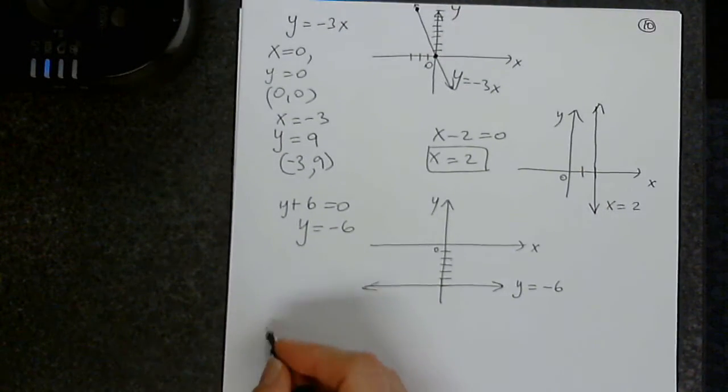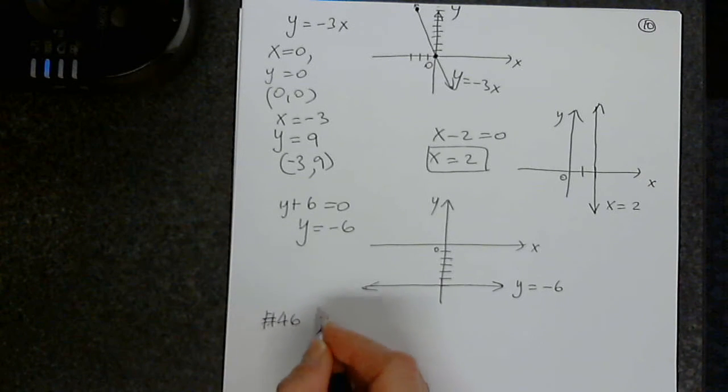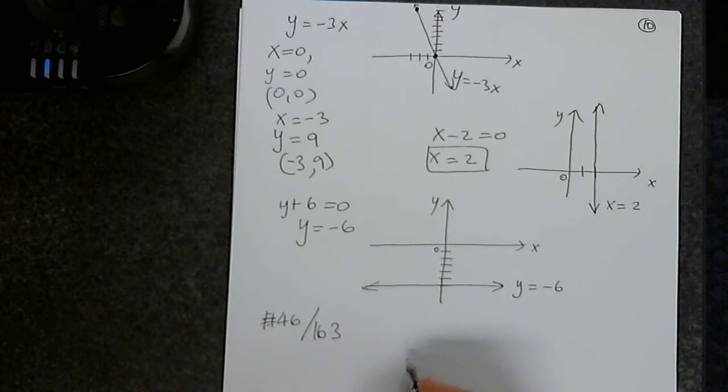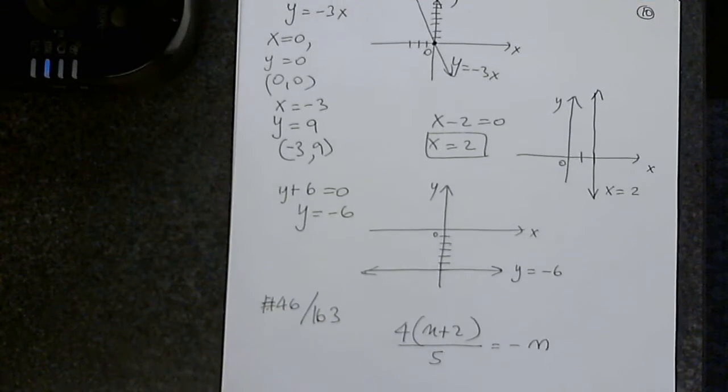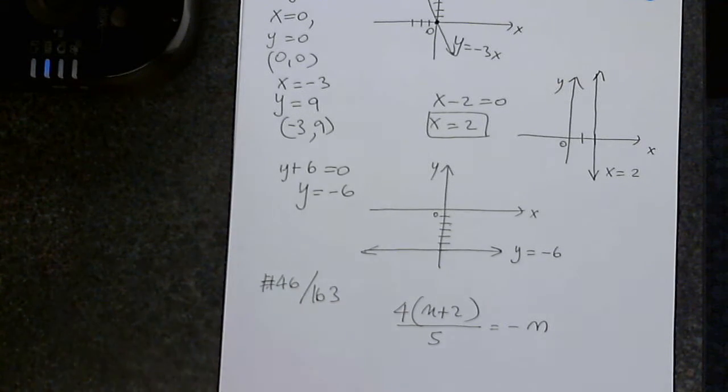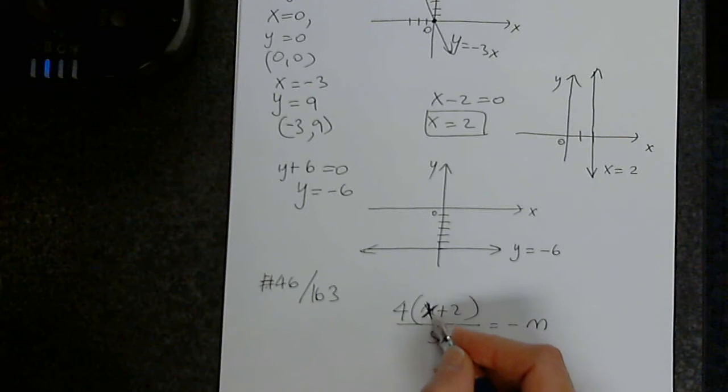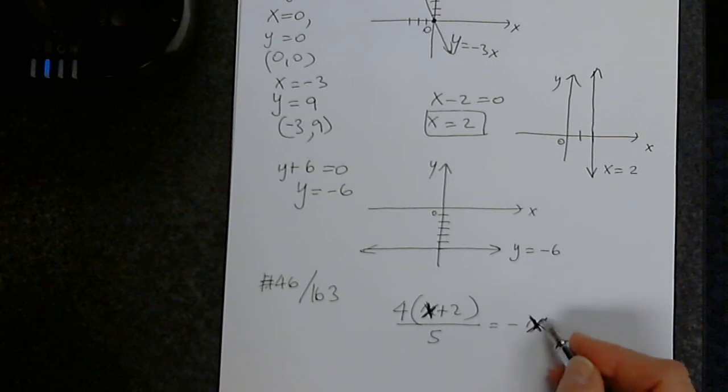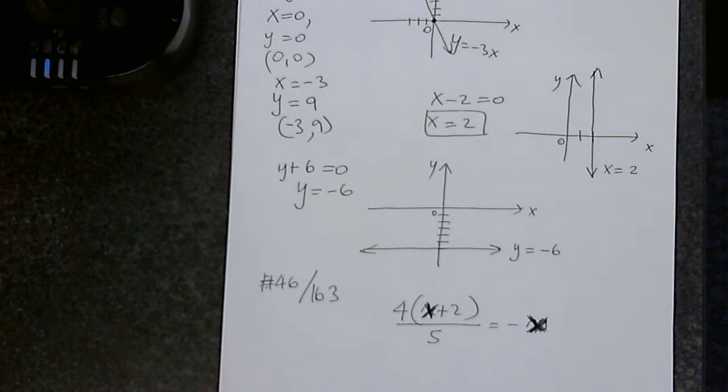Let's start with problem 46 on page 163. 4 times the quantity n plus 2, divided by 5, equals negative n. For convenience, I can change this n to x because my n looks a little bit weird. And I have at least one person agreeing with me. So 4 times the quantity x plus 2, over 5, equals negative x.